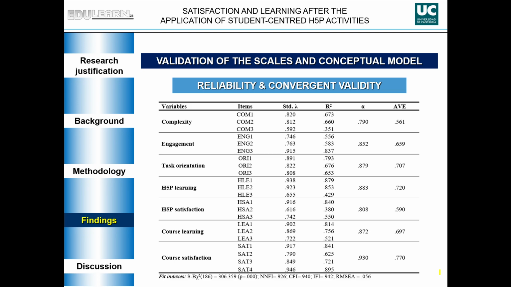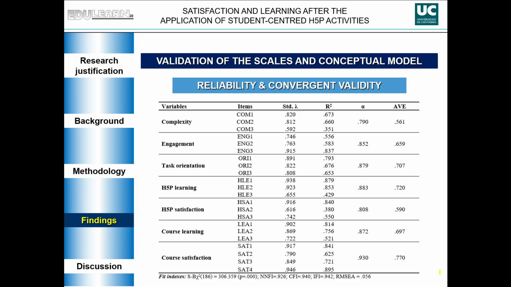With this data, we implemented three different types of analysis. First, a confirmatory factor analysis to corroborate that the measurement model was adequate and that the data fitted this measurement model correctly. Then we also implemented comparison of means to compare students who had participated in the activities and students who had not. And finally, we implemented a structural equation modeling to explore the role of complexity, engagement, and task orientation.